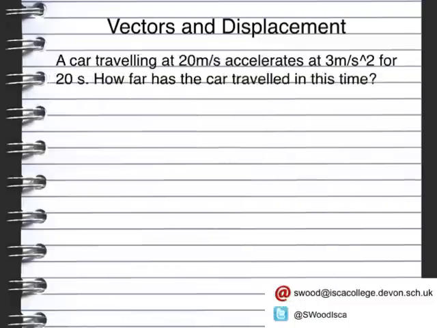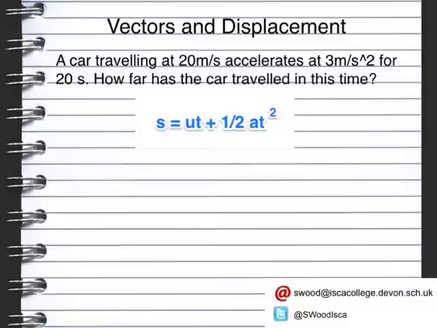Okay, so let's have a look at this problem here, where we have a car which accelerates at 3 meters per second squared for 20 seconds. So how far has the car travelled? So here's the equation we're going to use, where s is the distance travelled, u is the initial velocity, t here is time, and t here is time, but it's time squared, and then a is acceleration.